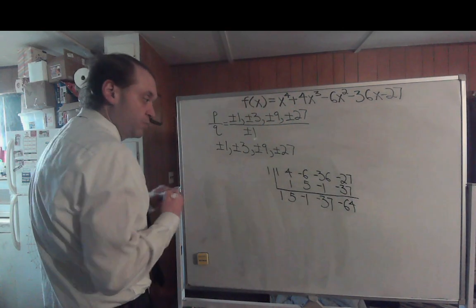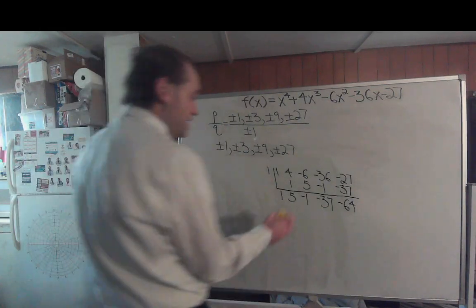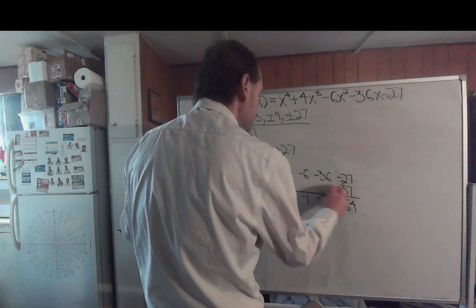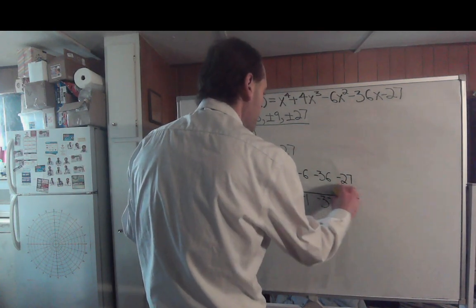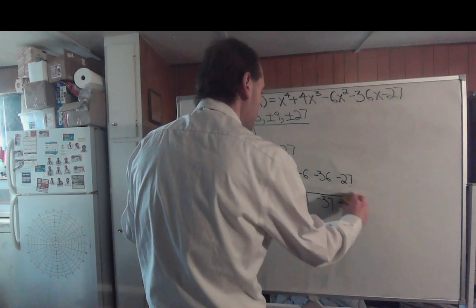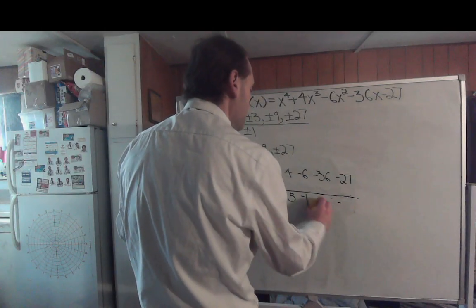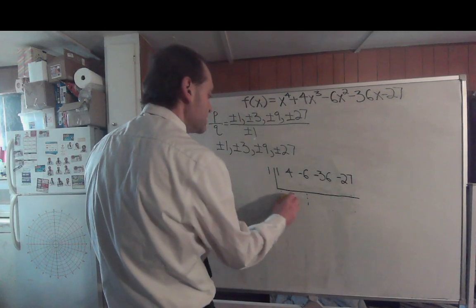So positive 1 is definitely not a rational zero for this because we have a remainder of negative 64. And as we remember, in order for it to be a rational zero that works, we have to have a remainder of 0, which we clearly don't have in this case.